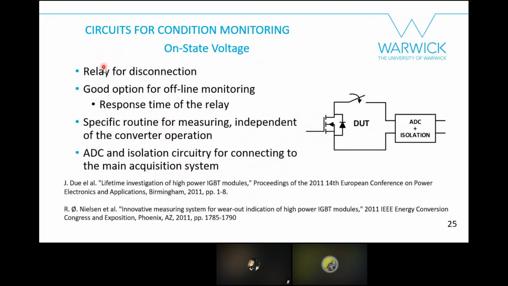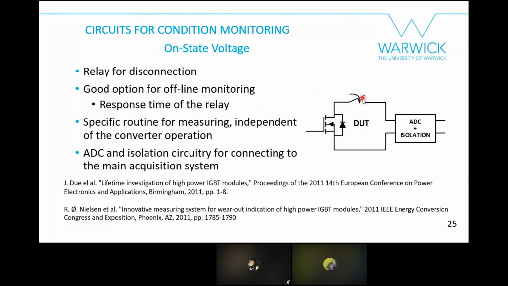So the first and most obvious is just using a relay for this connection. Your device is operating, and you just use a switch, a relay, so you isolate the high voltage and you just worry about measuring when the device is on. And that's when you measure your on-state voltage. That's a good option for offline condition monitoring.